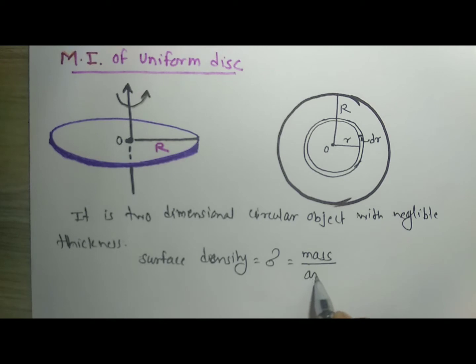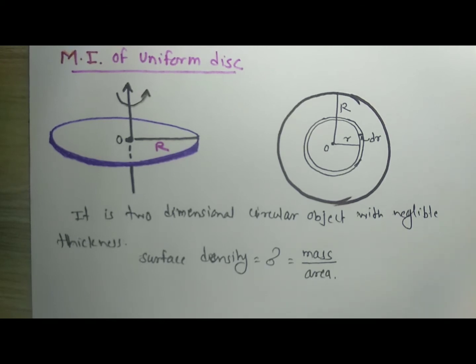We know that there are three densities. One is surface density, which has the definition mass per unit area. Another one is linear density, which is mass per unit length, and we also have the normal density, which is mass per unit volume, and therefore surface density is denoted by the letter sigma, which is mass per unit area.